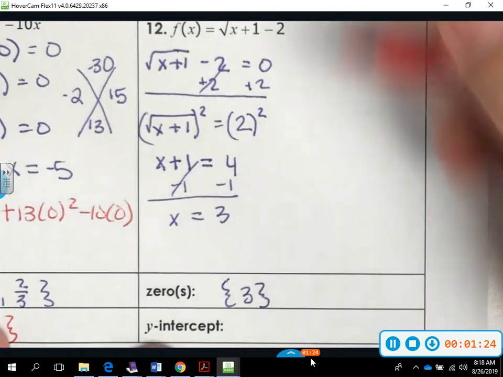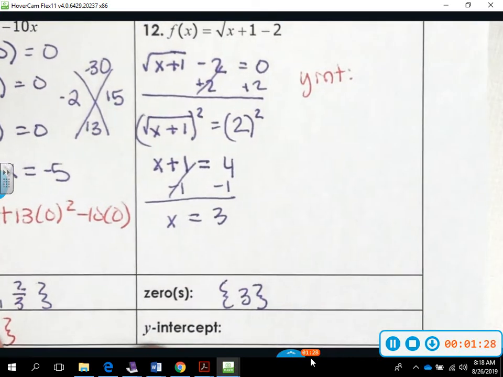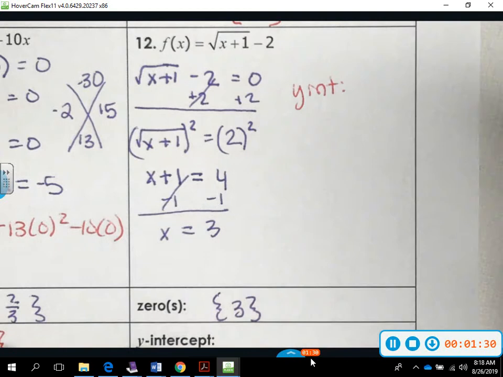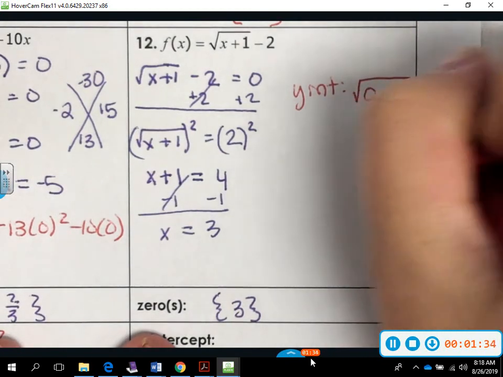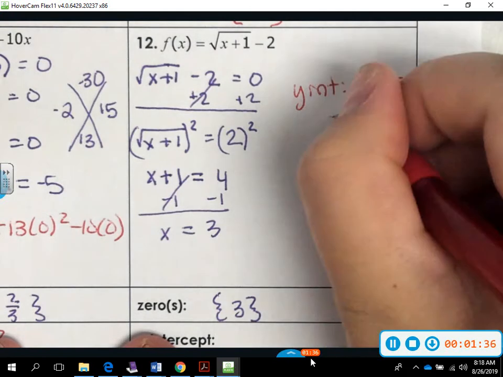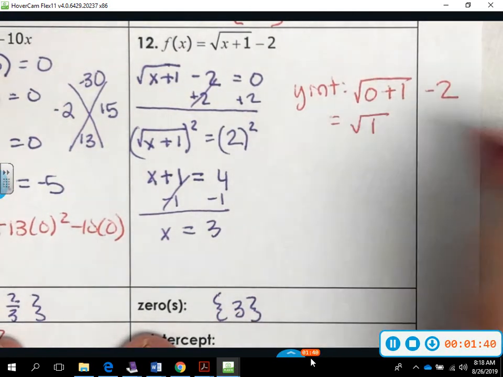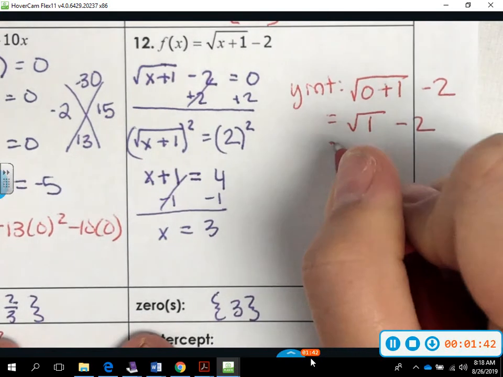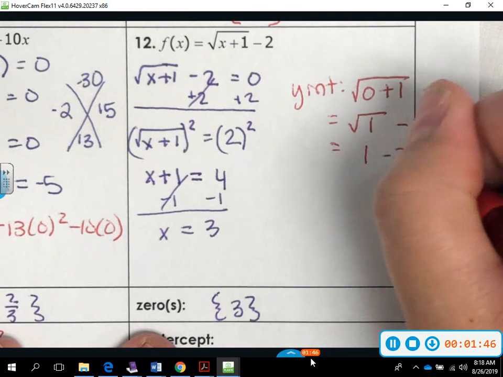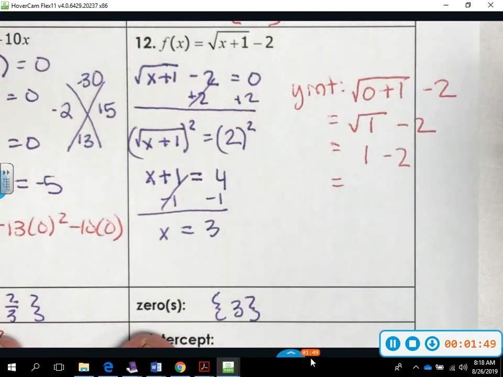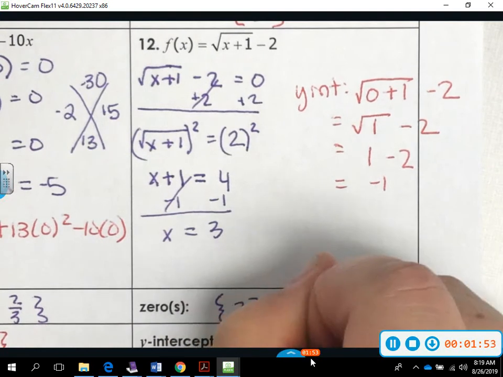So now for the y-intercept, we're going to put 0 in for x. So that's going to say the square root of 0 plus 1 minus 2. 0 plus 1 is the square root of 1. What is the square root of 1? 1. And 1 minus 2 is negative 1. So my y-intercept is negative 1.